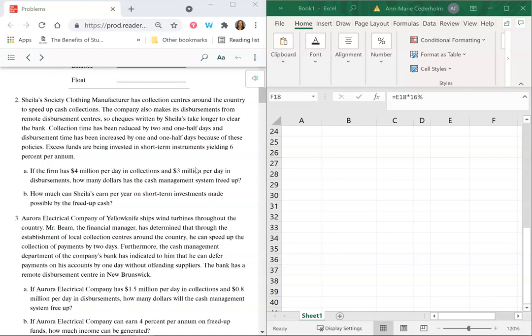So it asks us, A, if the firm has $4 million per day in collections and $3 million per day in disbursements, how many dollars has the cash management system freed up? So we'll calculate that, and then we'll also do B right afterwards. How much can Sheila's earn per year on short-term investments made possible by the freed up cash? So then we're just going to see how much interest they could earn with that extra cash by changing this cycle. So the first thing that I want to look at is the daily collections.